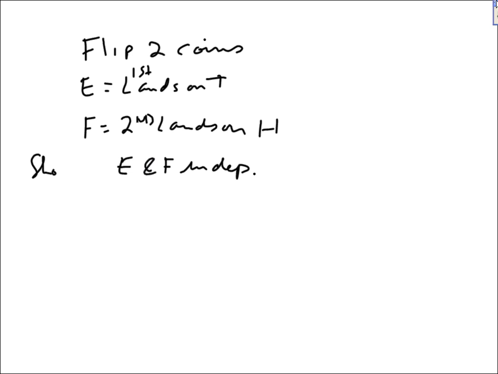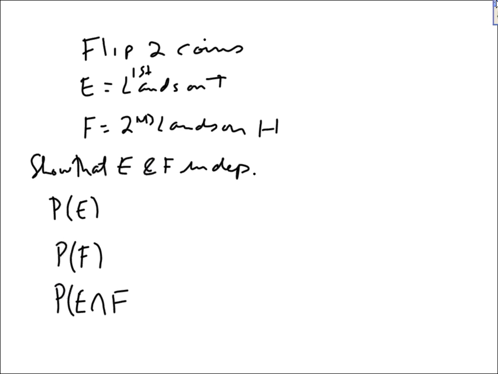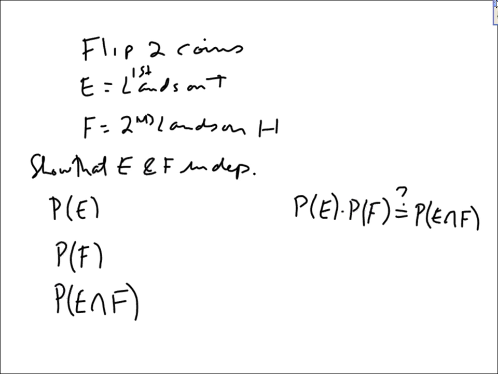How about I show this? Give me a rigorous proof. Oh, you want me to show E and F are independent? I'm going to find P of E. I'm going to find P of F. I'm going to find P of E intersect F. And then I'm going to decide if P of E times P of F really equals the probability of E intersect F.